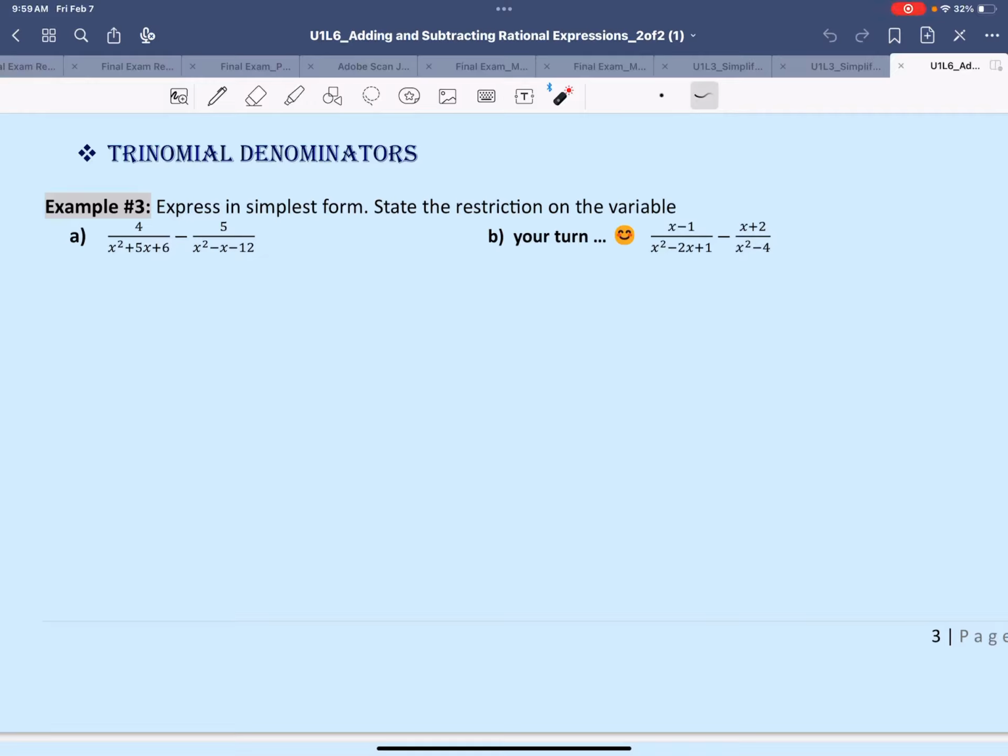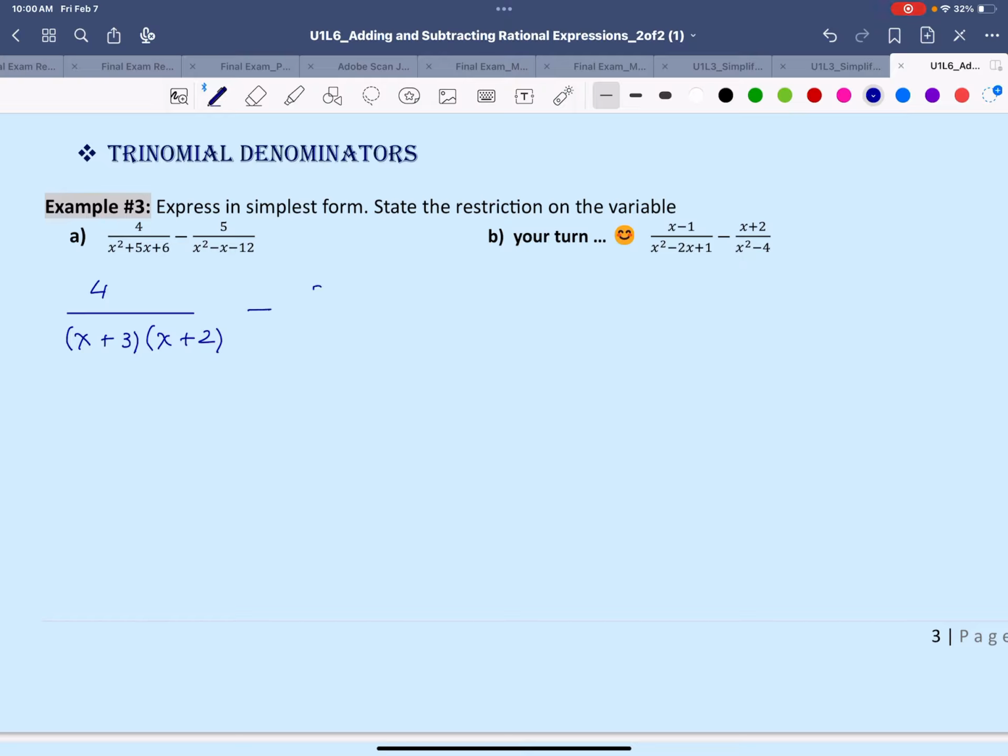In this example, we're taking a look at subtraction of two rational expressions where the denominators are in trinomial form. So we follow basically the same steps. Step number one would be to factor the denominators. So in this case, we have 4 in the numerator, and the denominator, which is in trinomial form, will factor into x plus 3, x plus 2. Remember that the product of these two numbers has to be 6, and the sum has to be 5.